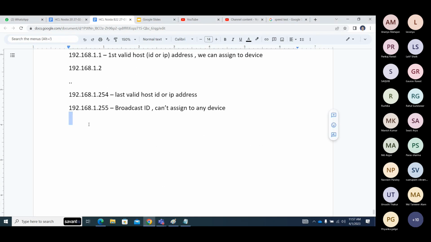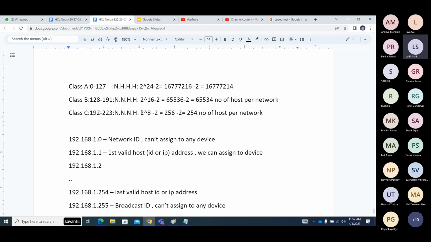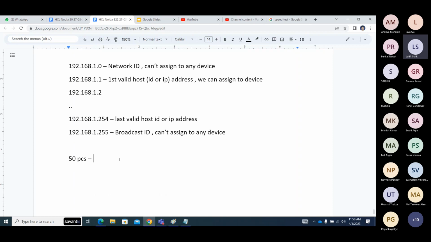Now, I have 50 computers in my network. Which class is better for your organization, based on the number of hosts per network? So I choose class C. Why? Because class C is very good. I'm getting 254.